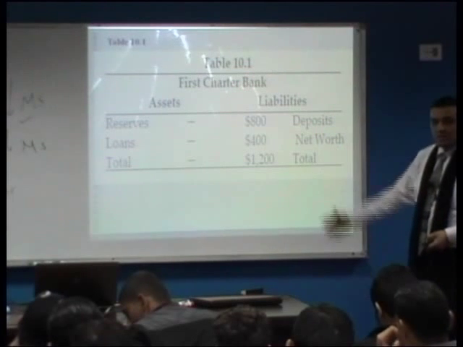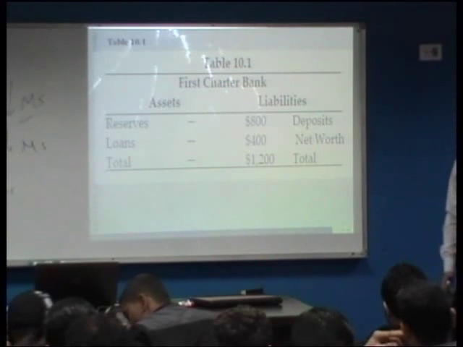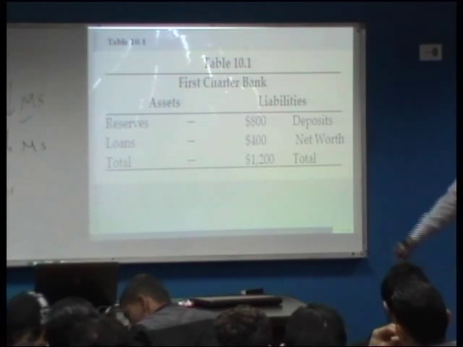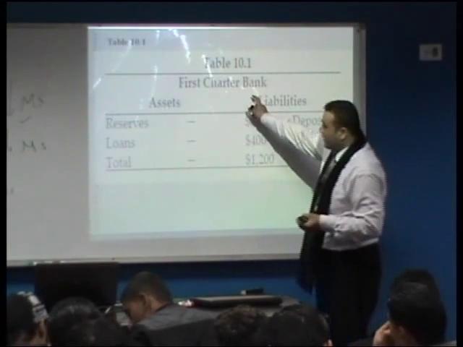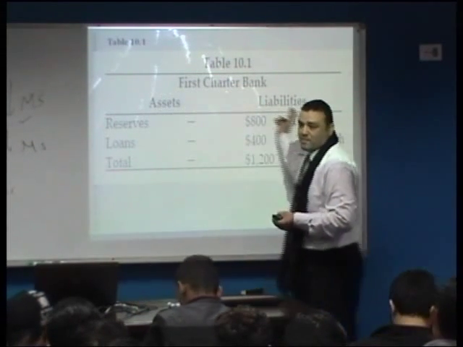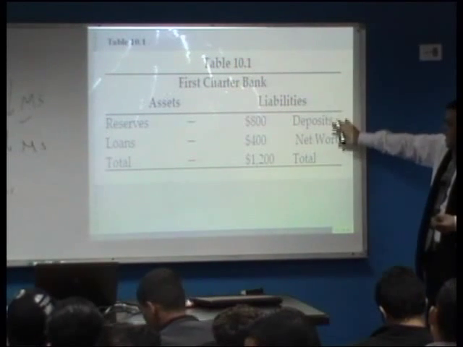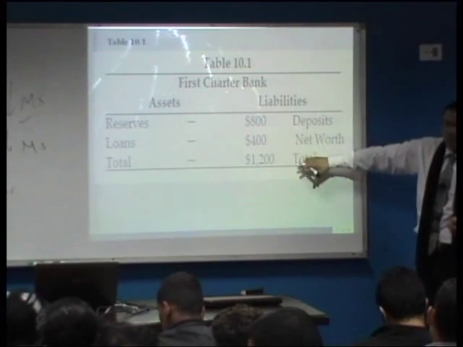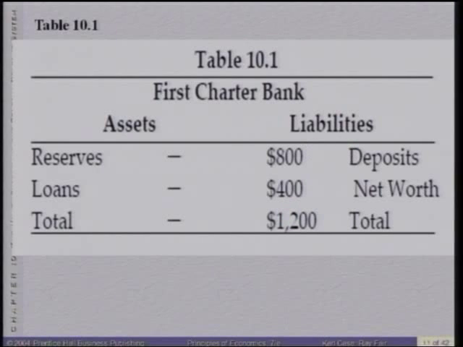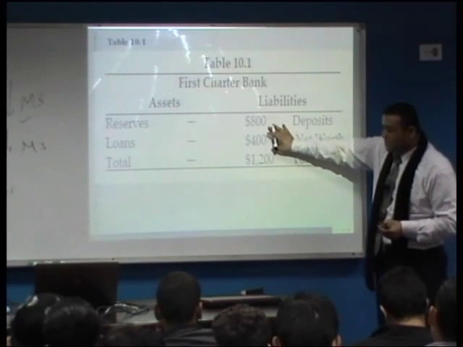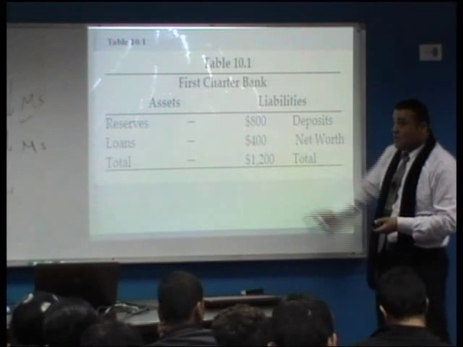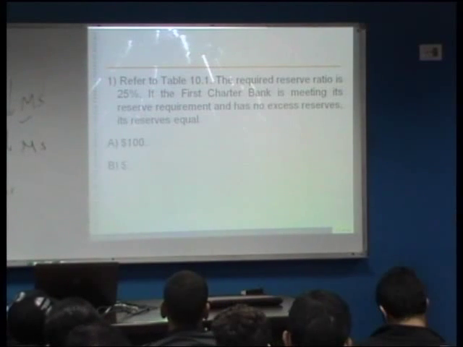Now suppose that we have the following example. The first charter bank has assets and liabilities. On the liabilities side, we have deposits, net worth, and the total liabilities. As you see, the deposit equals how much? 800, right? The net worth equals 400. These are what the bank can't freely dispose of. Let's go to the exercises.